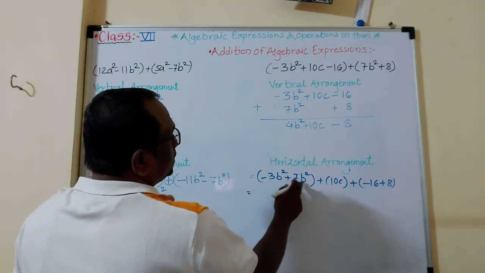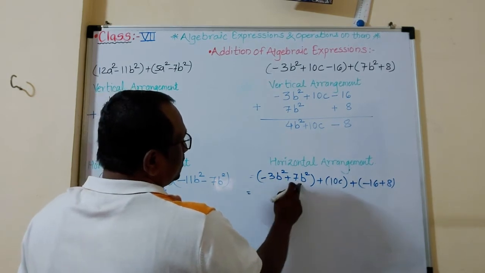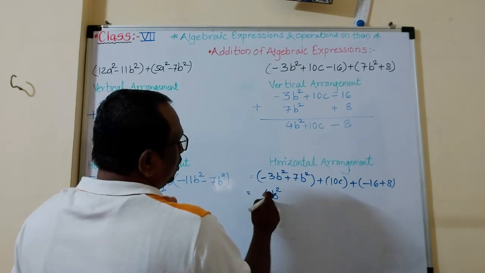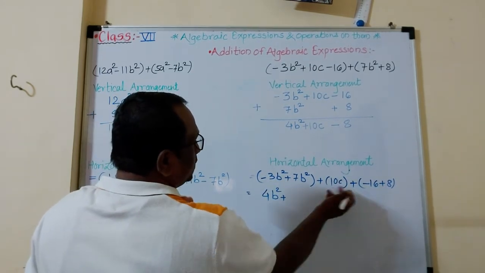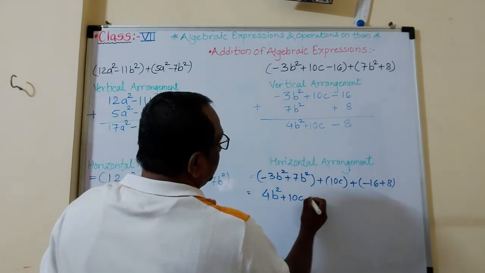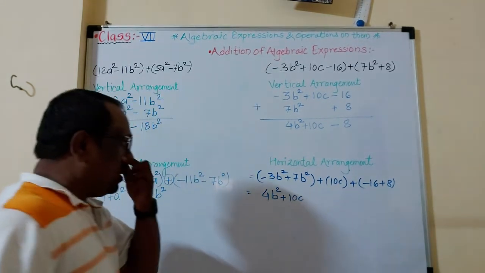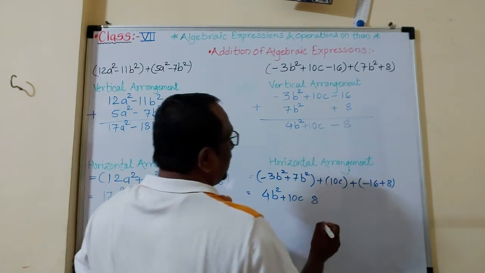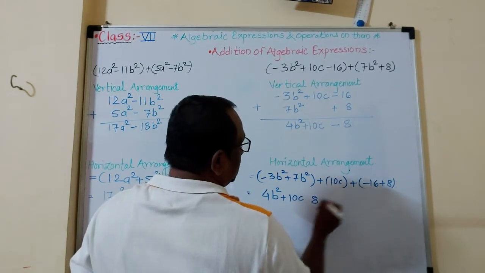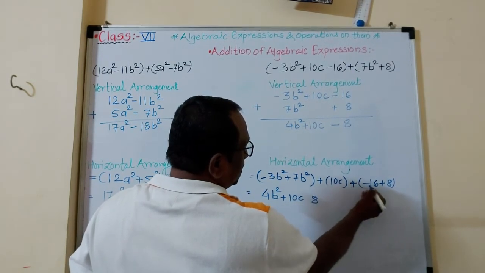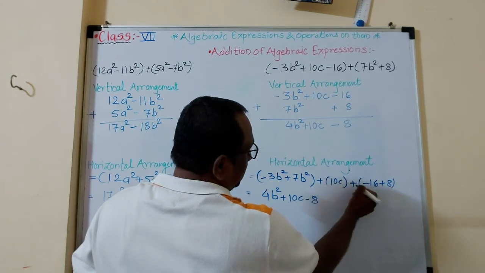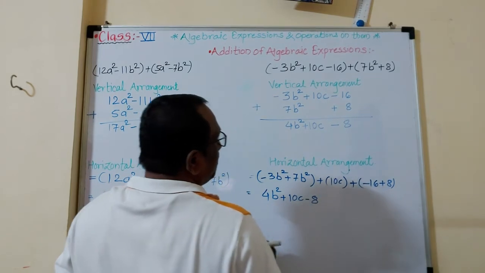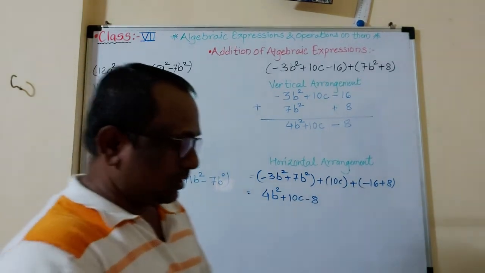Minus 3b square plus 7b square, that is minus plus minus, 4b square, bigger number 7, so plus 4b square. 10c is alone, so 10c. And then here minus plus minus, that is minus 16 plus 8, that is 8, and the bigger number 16 having minus sign, plus minus is minus, so minus 8. This is the final answer.